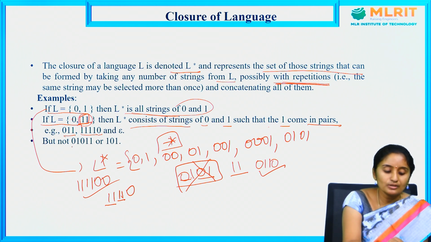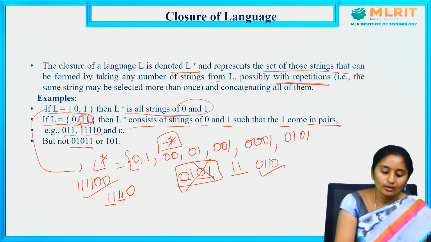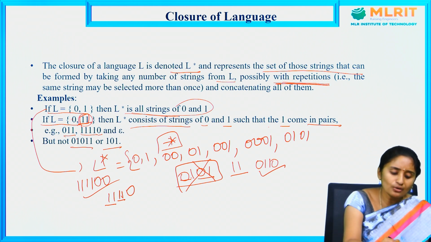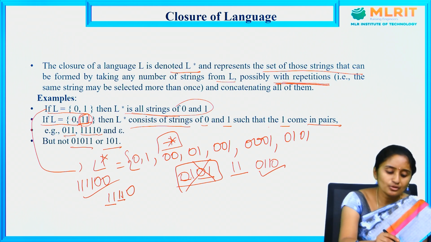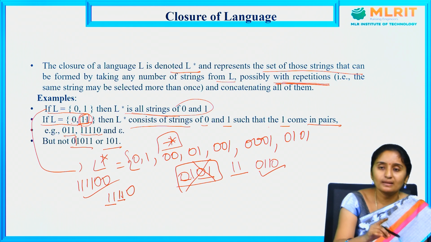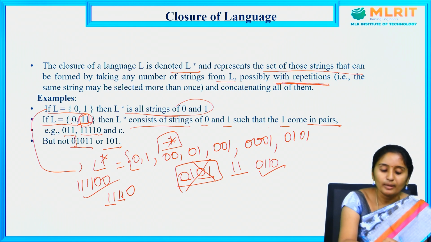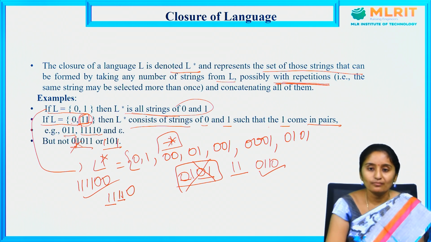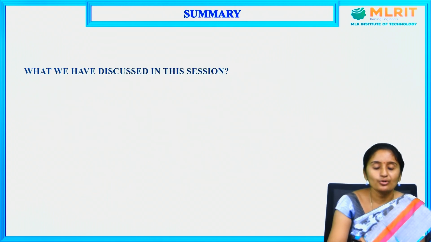So 010111 is not considered. 101 is also not considered. Why? Because see here, after 0 only a single 1 is there, but it should have two 1s. Why? Because in my language I am having 0 comma double 1. Double 1 is nothing but one 1 after the other should be there. But here I am not finding that. So that is why this is not valid. 101 is also not valid. I can write here double 1, this is valid, but 101 is not valid. So this is nothing but closure of languages.